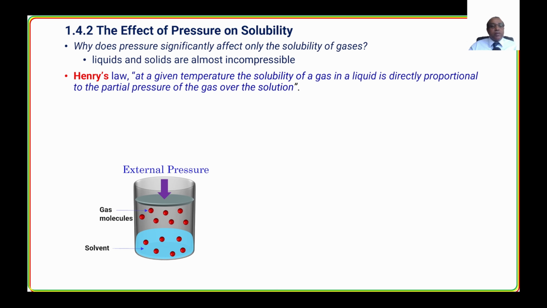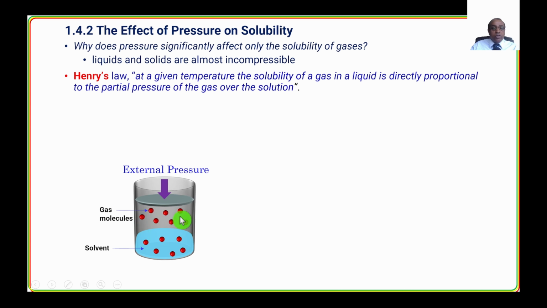Now let's discuss Henry's law. Henry's law states that at a given temperature, the solubility of a gas in a liquid is directly proportional to the partial pressure of the gas over the solution. Let's explain Henry's law using this example. Here you have, say for instance, the blue one is a liquid. These are gaseous solids dissolved in the liquid, and there are also gaseous solids above the solution. Henry's law says that the solubility of the gas in the liquid is directly proportional to the partial pressure of the gas above the solution.